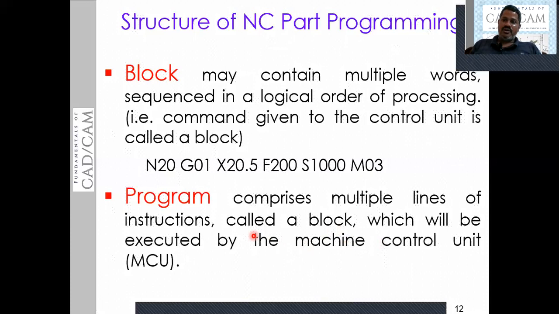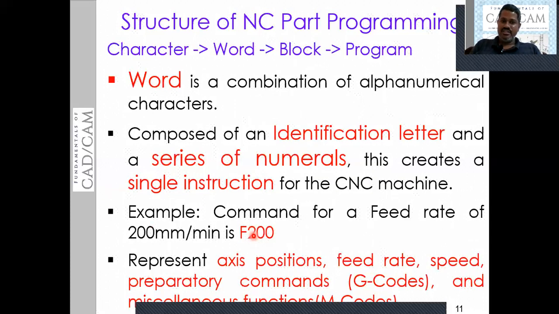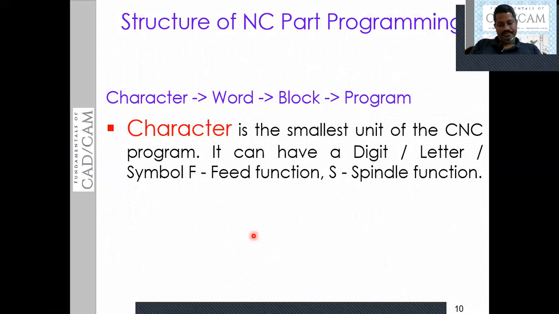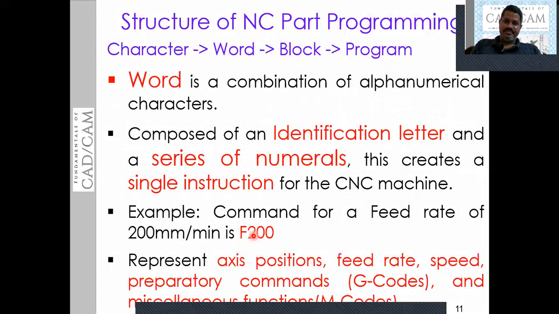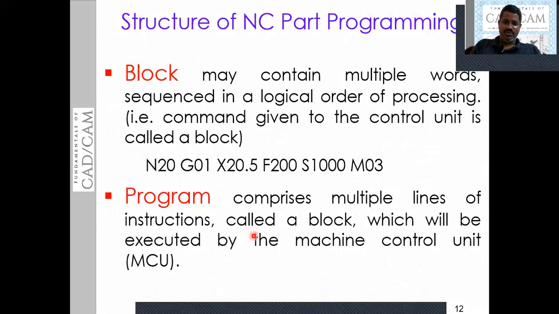So this program is responsible for all the operations to be performed to complete the component. This is called a program. A program is written, and a program consists of a number of operations. In turn, one block is responsible for doing one operation. Then blocks are formed with the help of words, and the words are formed with the characters. This is the chronology of the structure of the CNC part program.